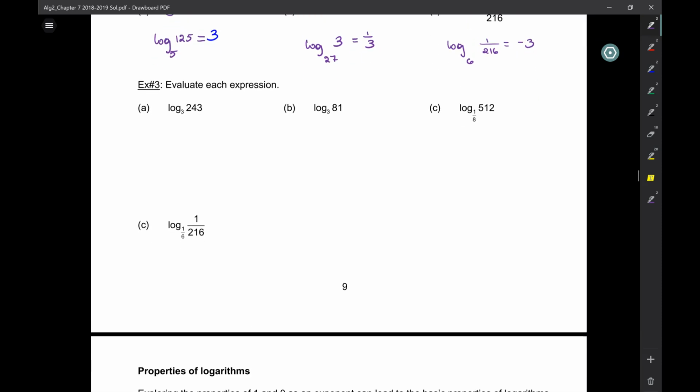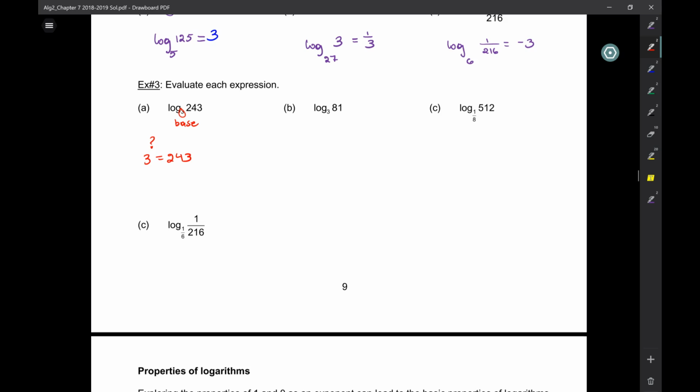Evaluate each expression. Evaluate means find a numerical answer. So now, what's the answer to a logarithm always? An exponent. Every exponent needs a base. What's the base here? The 3. I need the exponent of the base that gives me 243. So what I'm looking for is 3 to the what is 243. Sometimes it's just obvious, but I'll let you do trial and error on your calculators right now.